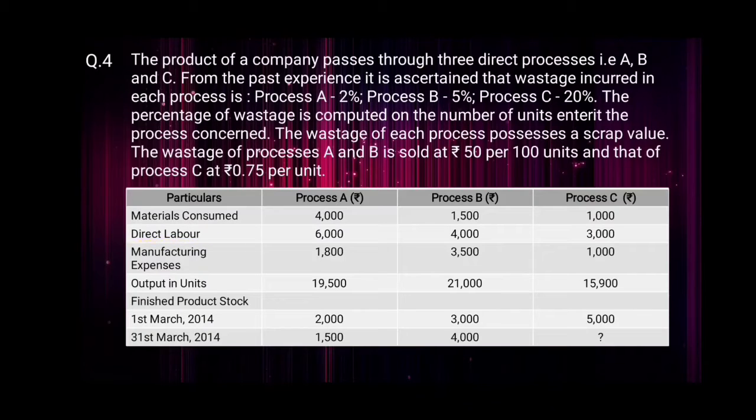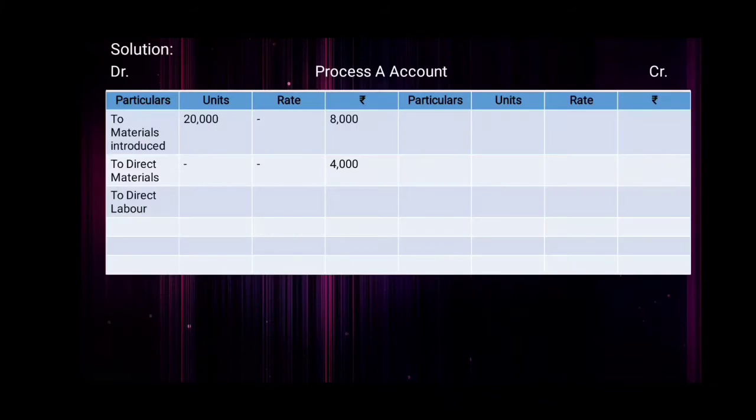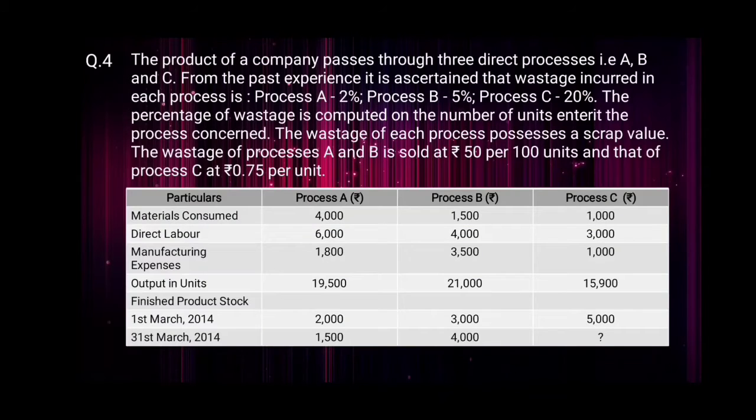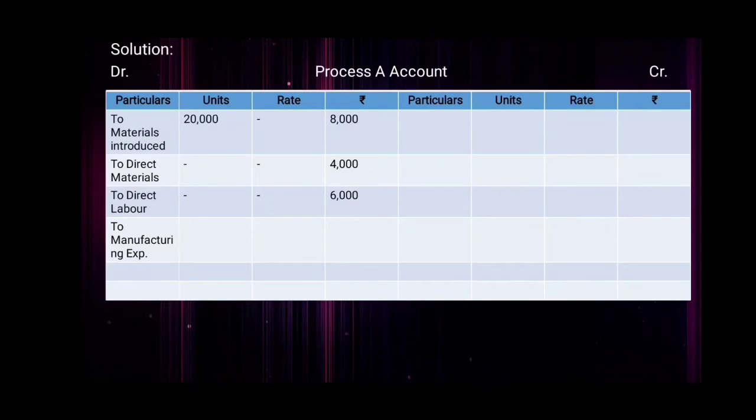Direct labor is given as 6,000 for process A account. To direct labor, amount is given as 6,000. Next, manufacturing expenses for process A account is 1,800. To manufacturing expenses, amount will be 1,800.